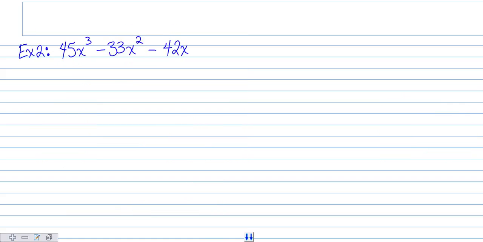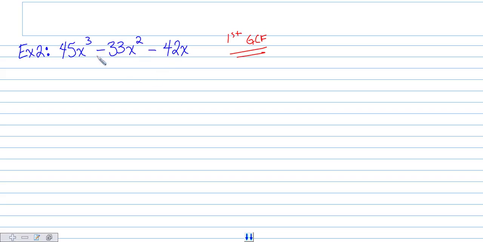Okay, so let's look at example 2. This one looks really difficult. Lots of big numbers. Everything has an X. Well, everything has an X should be a giveaway that there's a greatest common factor, because we haven't factored anything where the last term had an X on it. And if everything has an X, then they all have an X that you can take out. So first, we need to find the GCF. So, what goes into 45, 33, and 42?